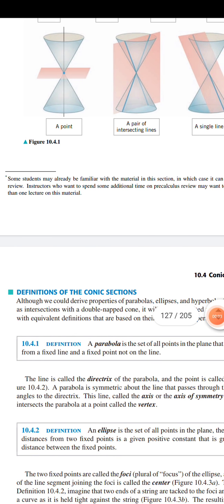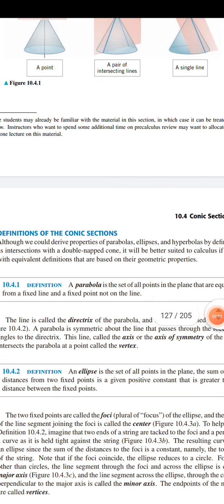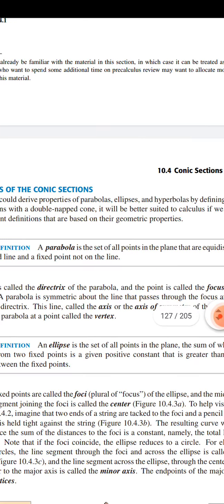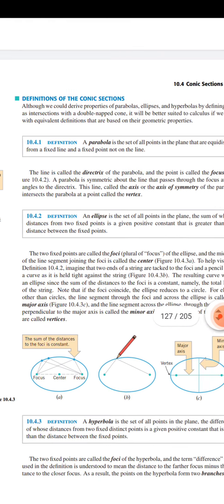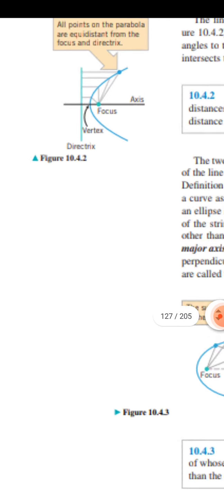So the first one is the parabola. A parabola is the set of all points in the plane that are equidistant from a fixed line and a fixed point not on the line. It means that, see this figure.